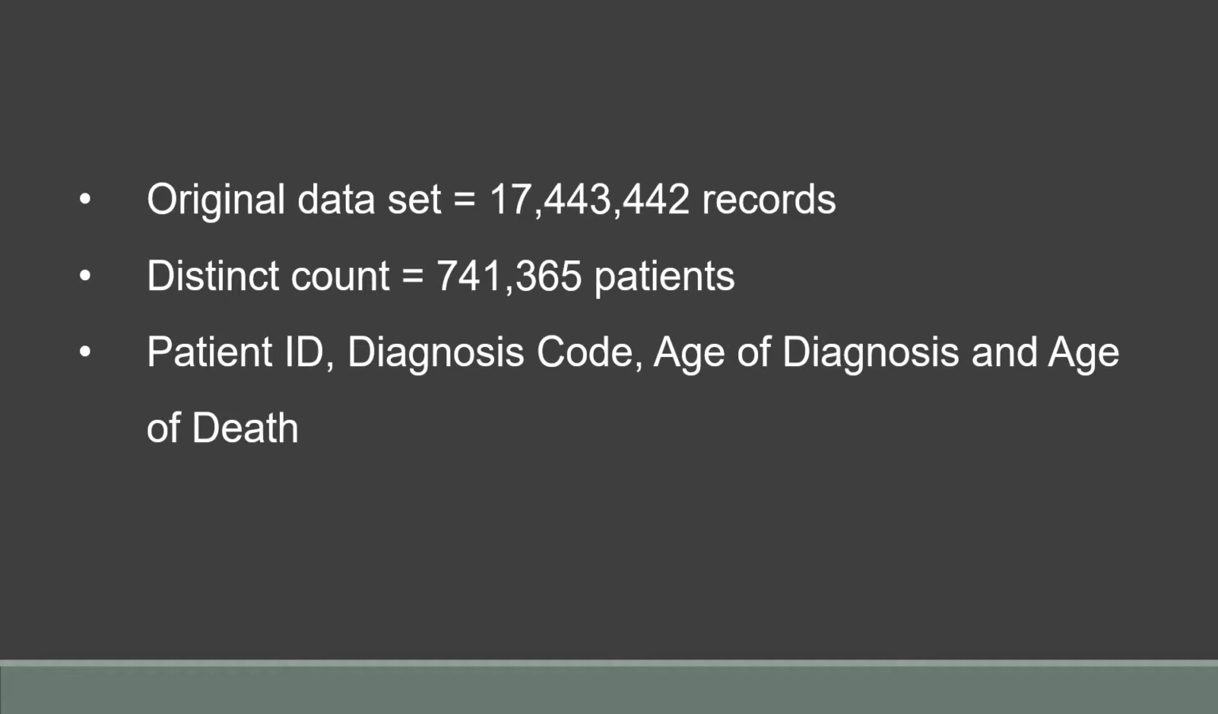This simulated data is from a major healthcare institution in the United States. Queries run against 17,443,442 records, which were merged from 4 CSV files and imported into the database for analysis. This data set was cleaned of any improper formats and duplications, and utilizes patient data from ages 40 to 99, condensing our data set to 741,365 unique patients. The data comprise patient IDs, diagnosis codes, age of diagnosis, and age of death.